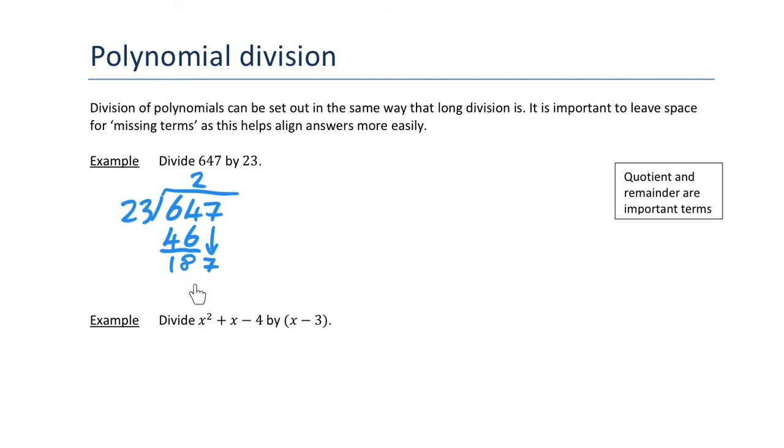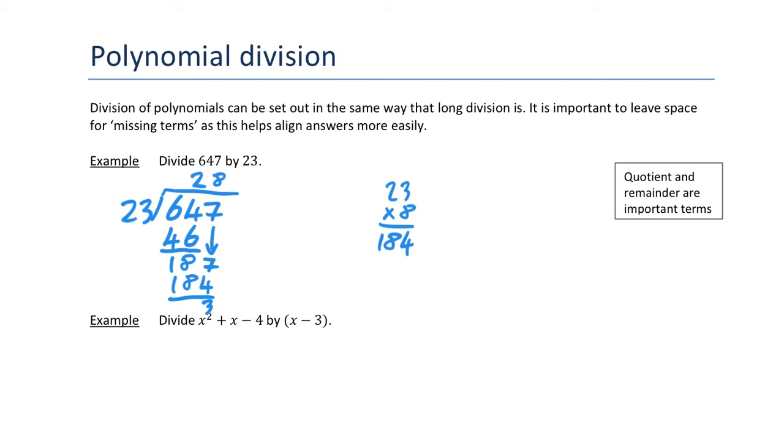Then you're seeing how many times this 23 goes into 187. 23 times 8 would give you 184. So you can see 23 goes into 187 8 whole times. You put an 8 up here on the top, write your 184, and subtract, giving you 3. There's nothing else to come down, so that's us finished. You could put a decimal point in and continue, but that's not what we're interested in today.